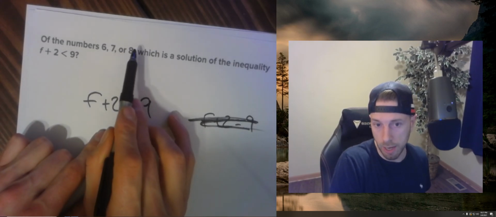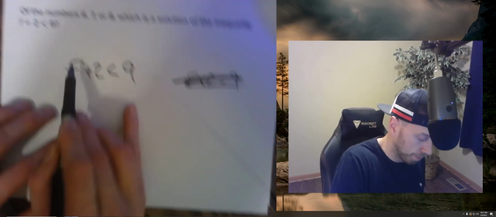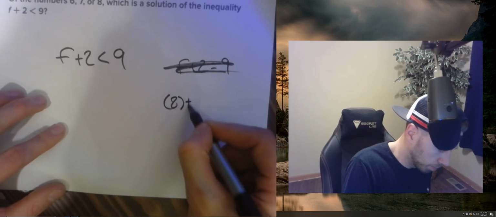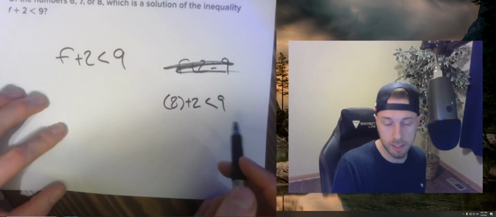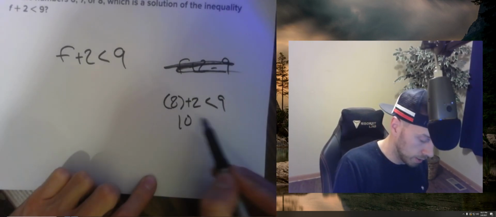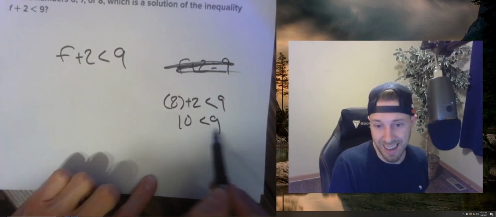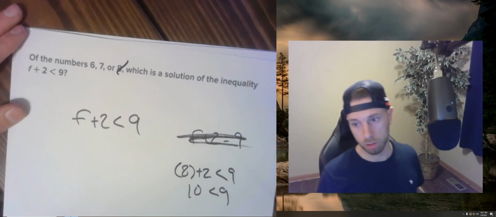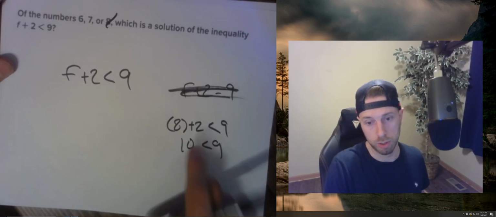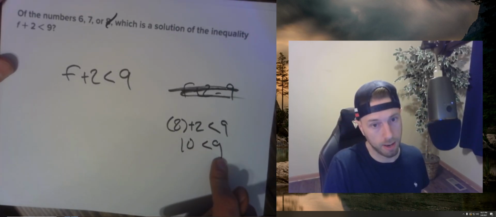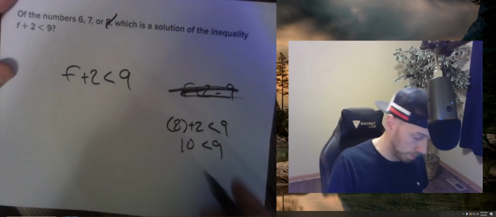So if I took 8 and plugged it in for f, then my statement would say 8 plus 2 is less than 9. 8 plus 2 is 10, and 10 is not less than 9. So therefore 8 is not a solution, because that's not a true statement. 10 is not less than 9. So then we maybe try 7.